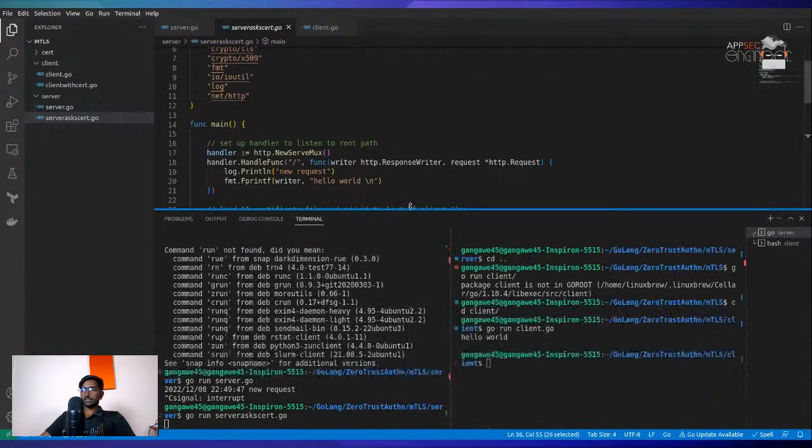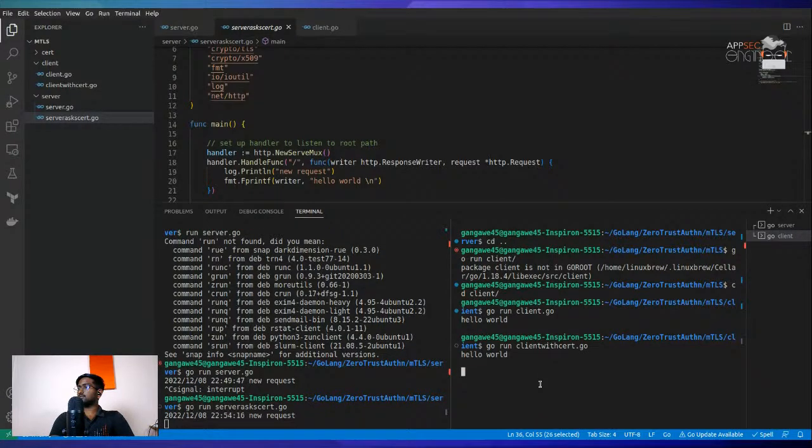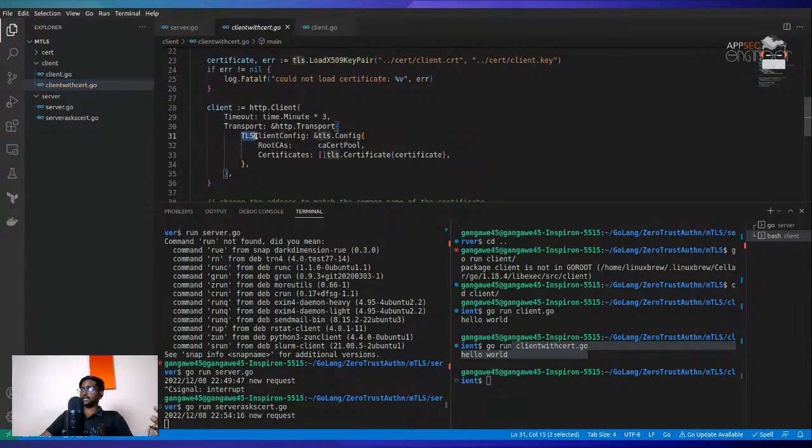Let me just make sure that this is running as intended. So go run client cert. As you can see, the client that was also carrying its own certificates was able to go through. And in this case, you can see that the TLS has a client configuration of its own, and it has a root CA that is defined, and that is pulling from a certificate pool that it is providing to the server when asked.